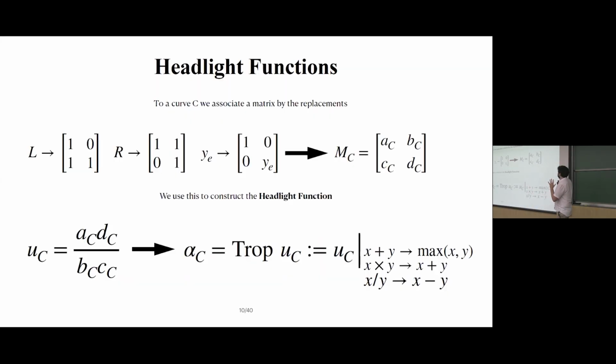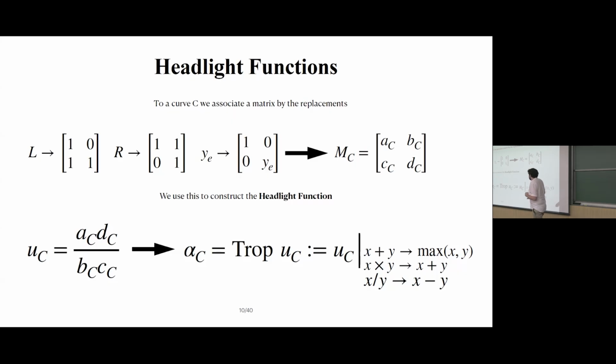Okay, that was the easy part. The non-trivial part is that we can also associate a certain function to this curve that we call a headlight function. To do that, first we associate 2x2 matrices to the elementary operations that the curve can do. So we said that the curve can turn left, can turn right, or can cross an edge of the fat graph. There is a matrix corresponding to turning to the left, a matrix corresponding to turning to the right, and a matrix corresponding to crossing an edge, which we label with some positive variable y_e. Taking the product of all these matrices in the same order that they appear in the curve, we produce a new 2x2 matrix. And from this matrix, we compute a quantity that we call a u variable.